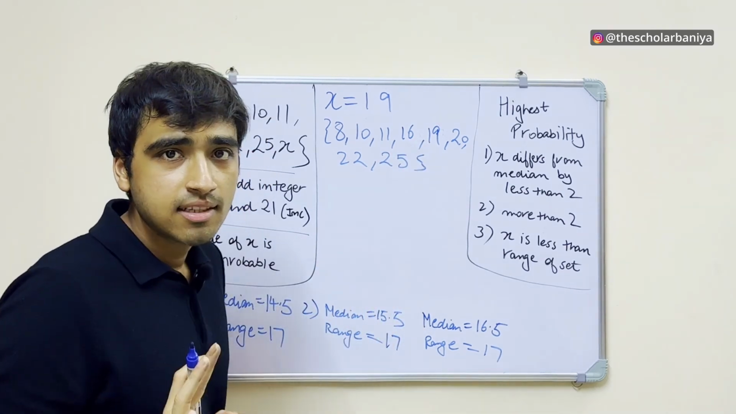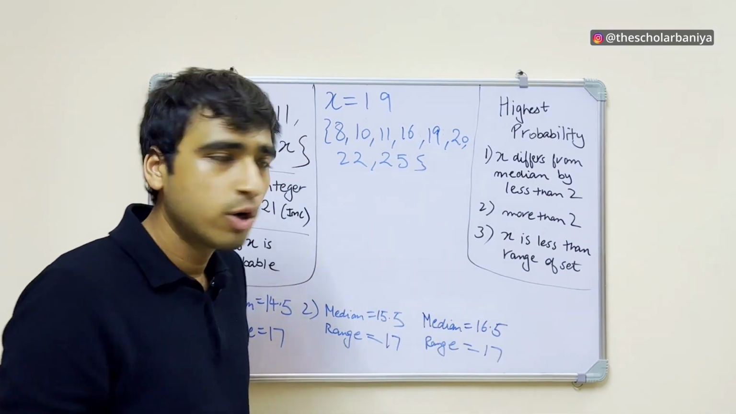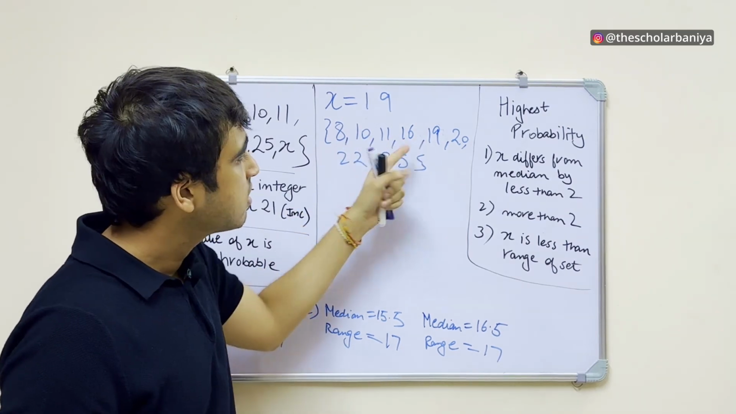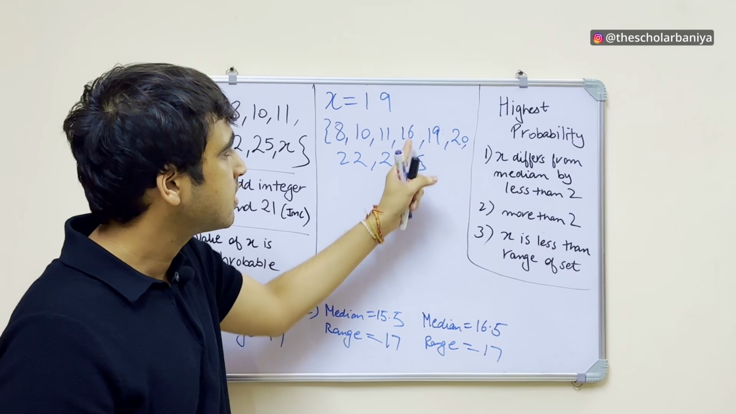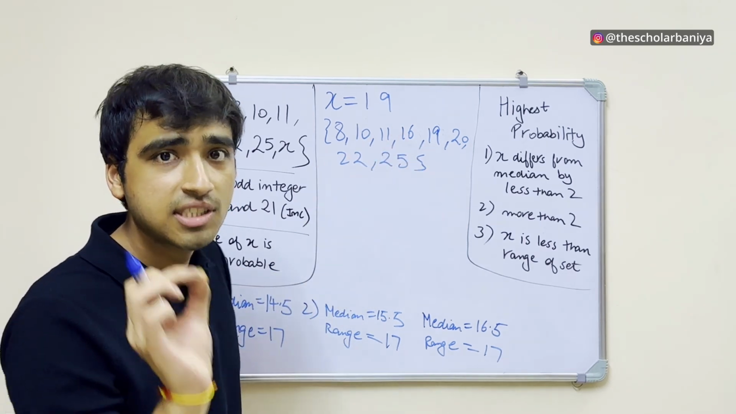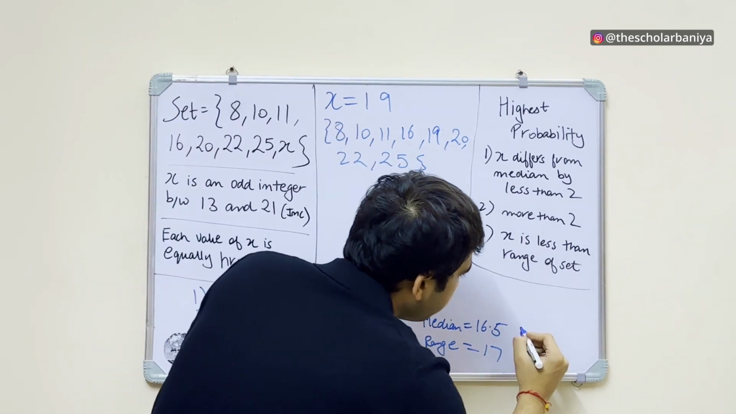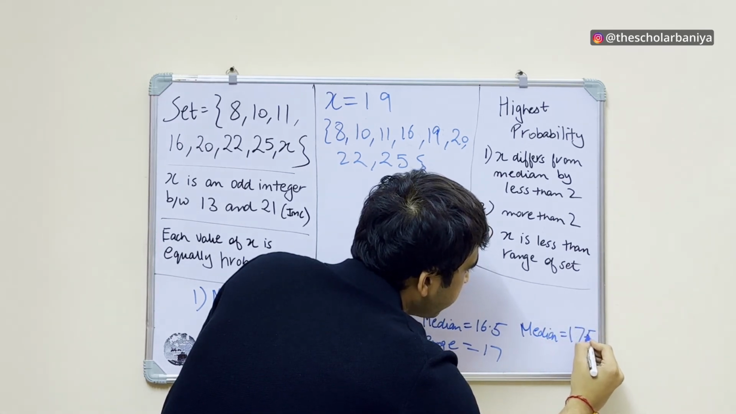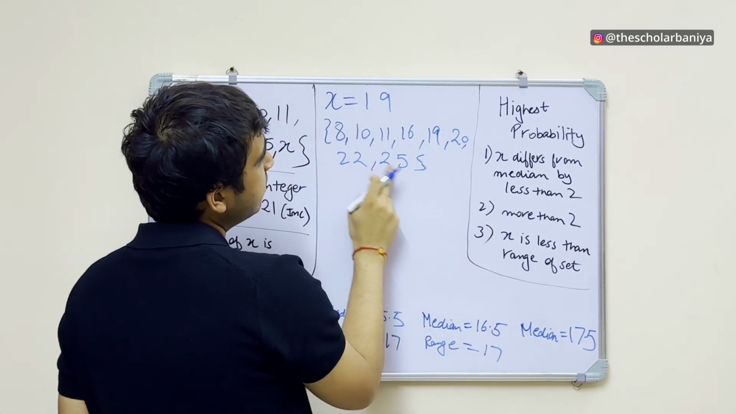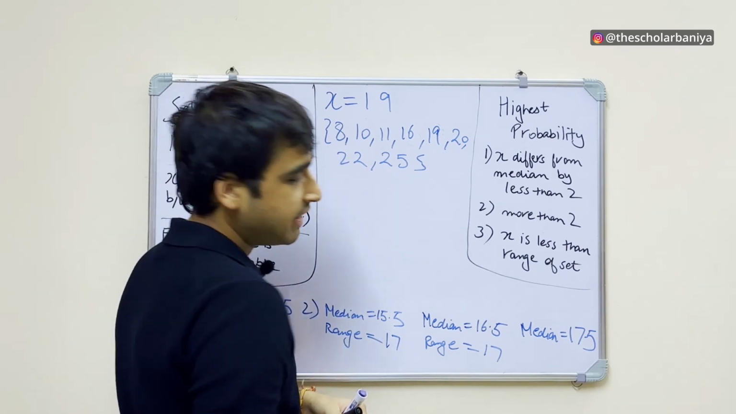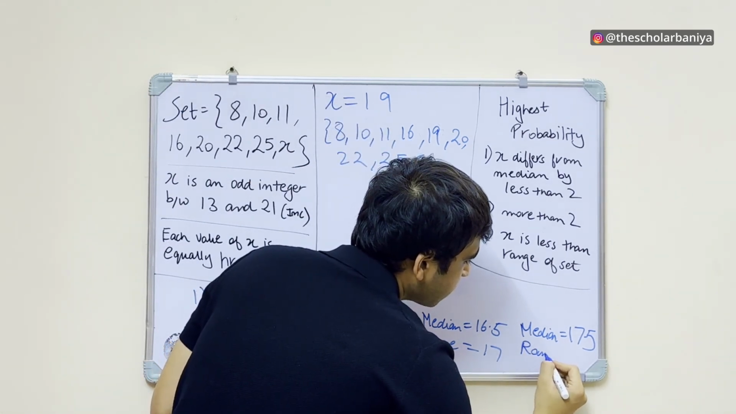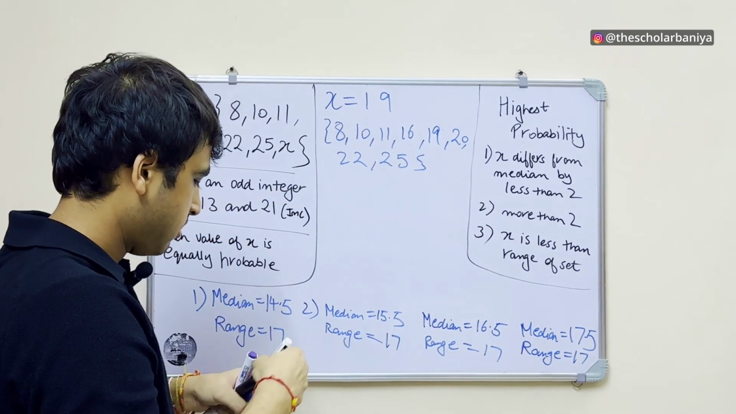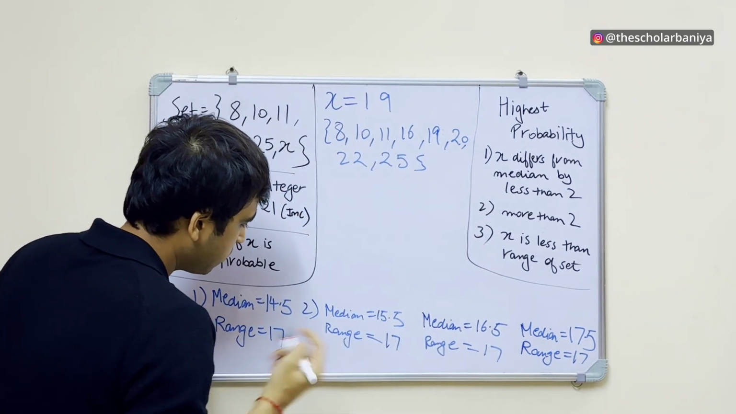So what will be the median in this case? It will be the fourth term plus the fifth term upon 2. So 1, 2, 3, 4: 16 plus 19 upon 2, which is 35 upon 2, which is 17.5. So the median becomes 17.5. And the range will again be 17. I hope this is clear. So these are the 4 cases till now.